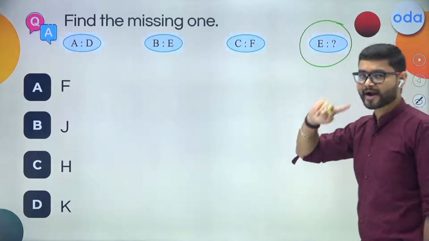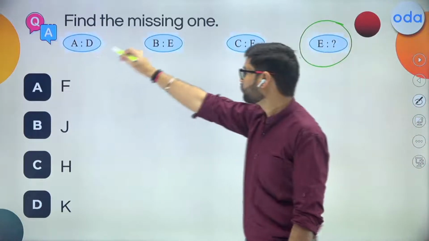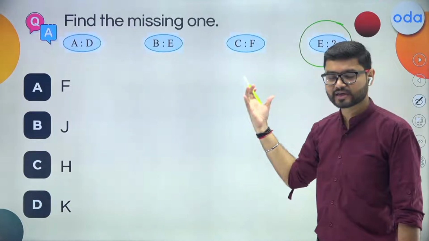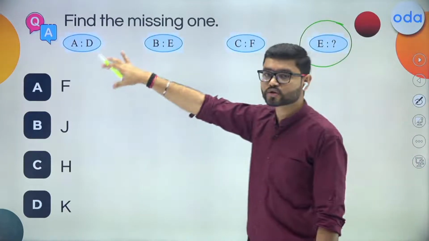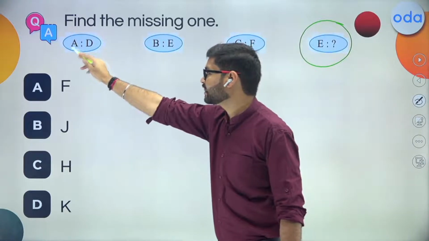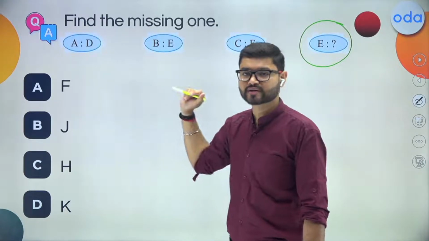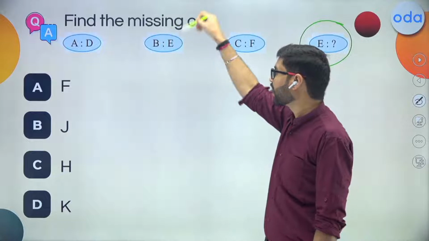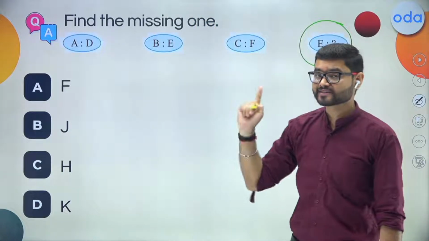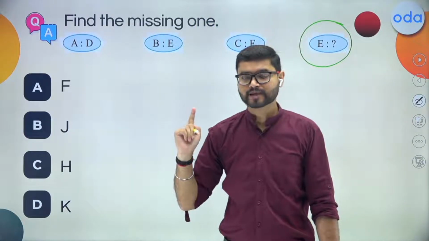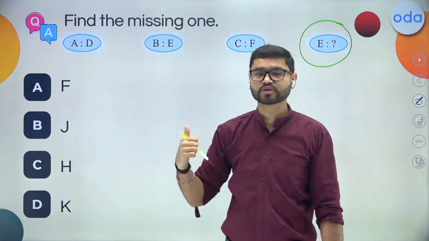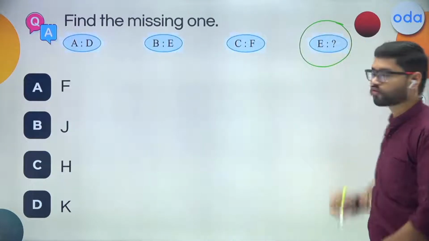Right. So what you guys are going to do with the help of these three given things is find what the rule is. If I have A here, why is D coming over here? If I have B here, why only E is coming? First thing you have to find this out. And once you have found it, then you can use the same thing over here.